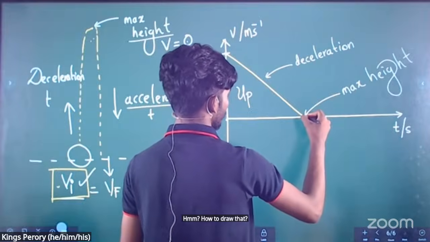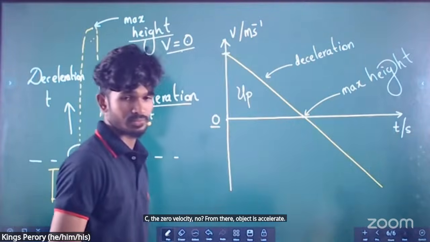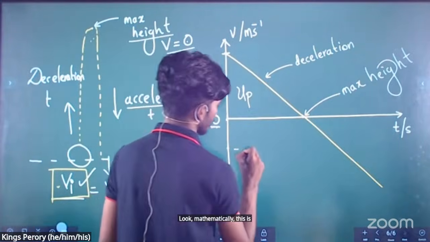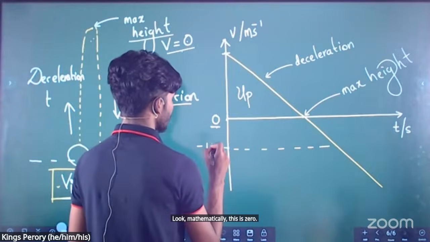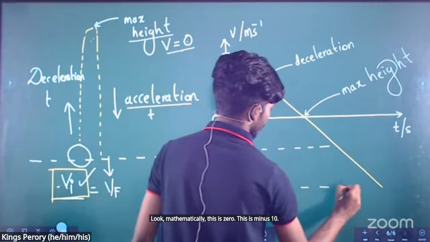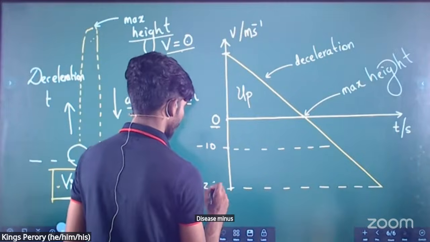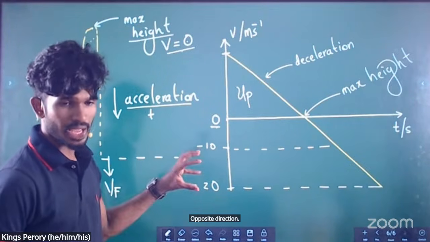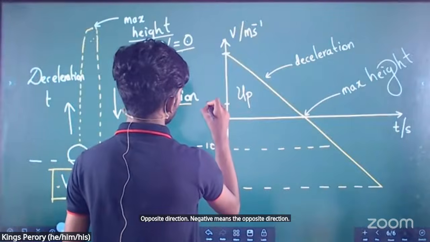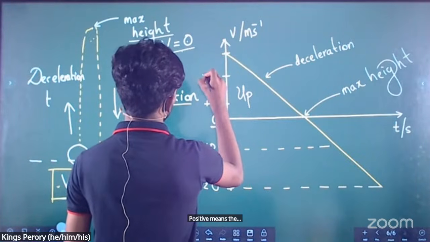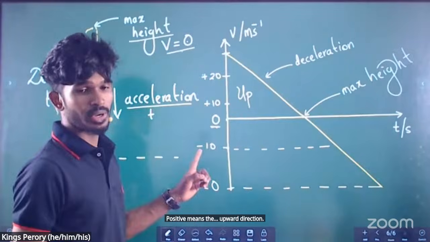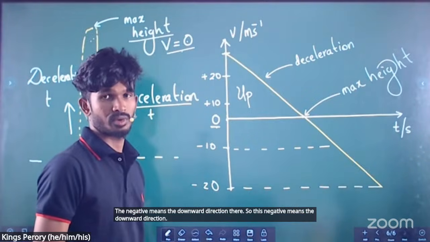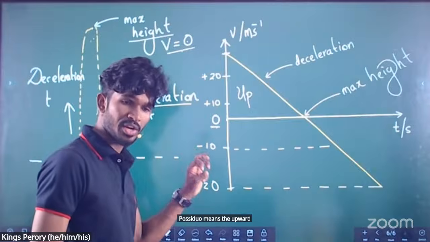See, the zero velocity, no? From there, object is accelerating. Look mathematically. This is 0. This is minus 10. This is minus 20. Actually, minus means opposite direction. Negative means the opposite direction. Positive means the upward direction. Then negative means the downward direction there. So this negative means the downward direction. Positive means the upward direction, negative means the downward direction.